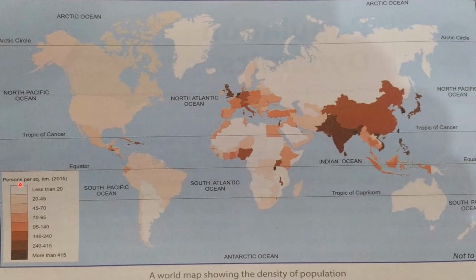So, distribution of population describes the location and the number of people living on the Earth's surface. It can be represented by a population density map. This is a population density map. Different colors are used to represent the number of people living in a square kilometer of area. The world's population distribution is uneven.